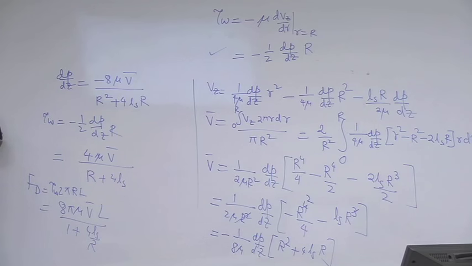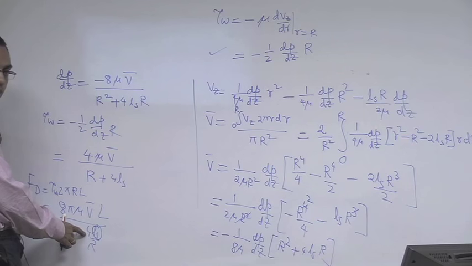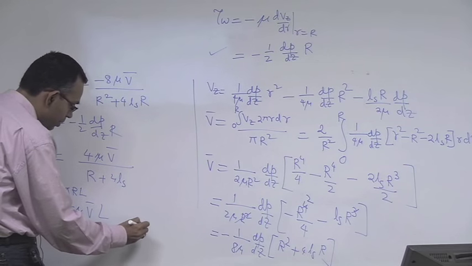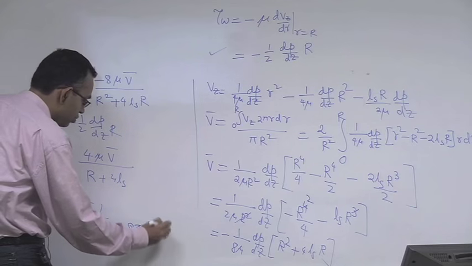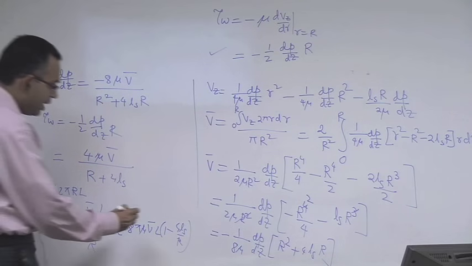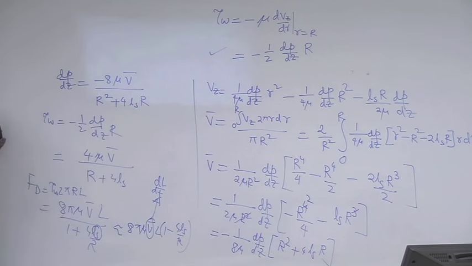Typically, for practical considerations, Ls is significantly less than R. So, this is like 1 plus x to the power minus 1. So, this can be approximated as 1 minus x by binomial expansion if this x is small. So, this is as good as approximately 8 pi mu V average L into 1 minus 4 Ls by R. And this V average is nothing but dL dt if L is the instantaneous location of the meniscus.